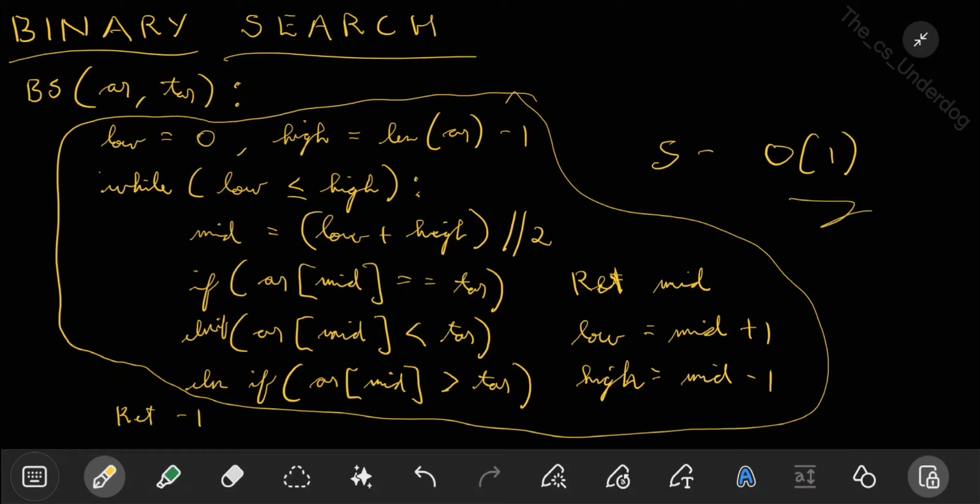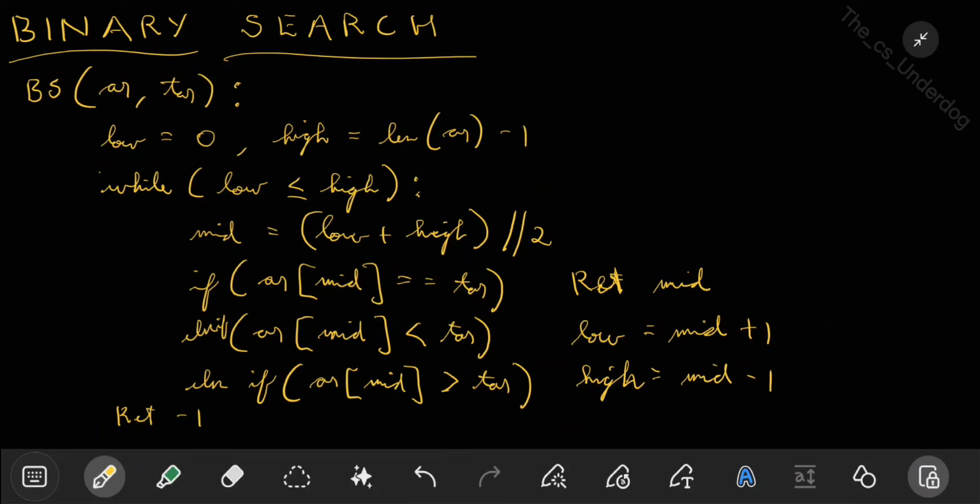This is an iterative algorithm, that is why it is order of 1. If it is a recursive algorithm, it will take space for the recursion stack, and that will be counted in space complexity. Here, as it is an iterative algorithm, space complexity is order of 1. Next thing is time complexity. How do you analyze the time complexity of this algorithm?